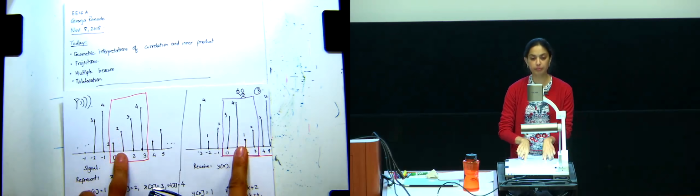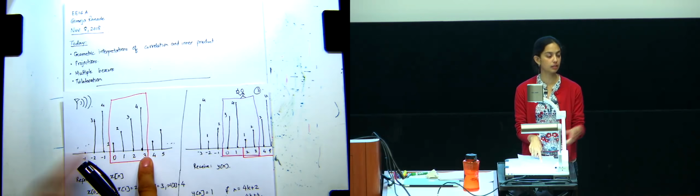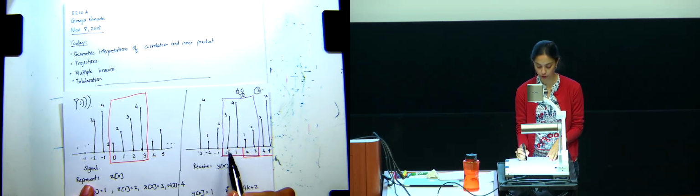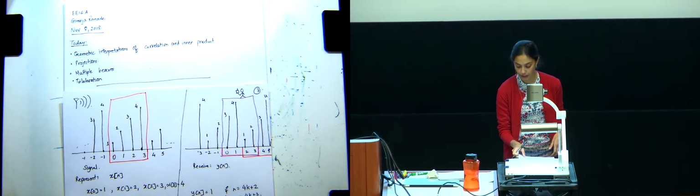So does everyone remember these transmitted and received signals? The transmitted signal was 1, 2, 3, 4, 1, 2, 3, 4. The received signal was shifted by something. So at 0, you were receiving 3, 4, 1, 2, 3, 4, 1, 2, so on and so forth.